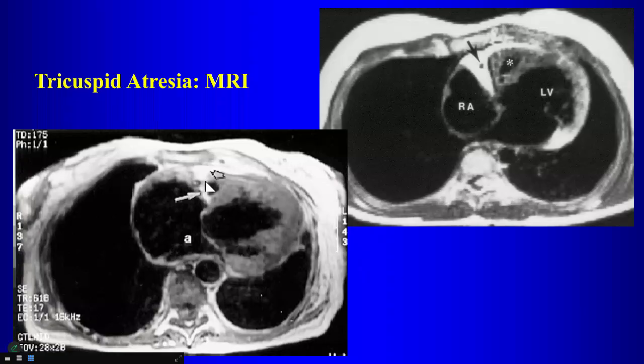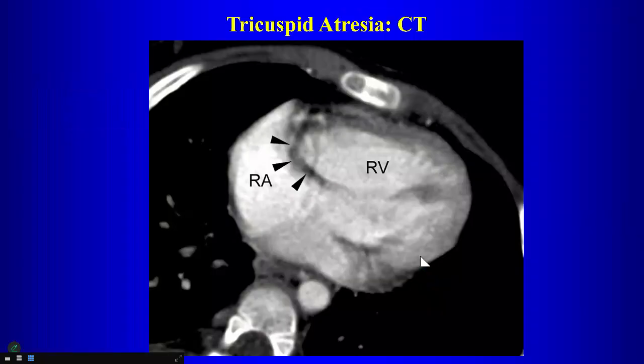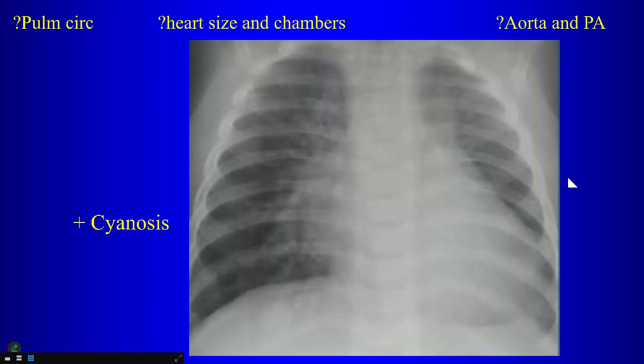Small right ventricle. Here's another patient with tricuspid atresia. Why is this right ventricle bigger? Yes, there's a large VSD, so that allows perfusion of the right ventricle, which allows the right ventricle to be bigger in that case. Okay?